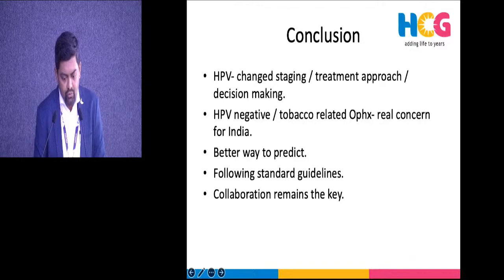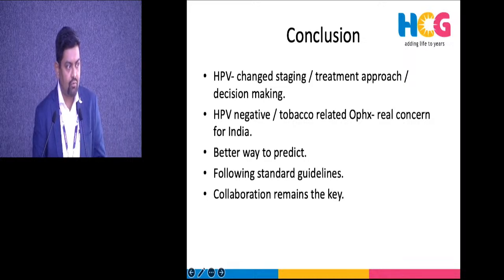So to conclude, HPV has definitely changed our staging, our treatment approach and decision making, but we still struggle with the HPV negative cohort, because we deal predominantly with tobacco related oropharynx, which is a real concern for India. We definitely need a better way to predict them, and till that time it is very important to follow standard guidelines and not iatrogenically add local recurrences. And collaboration remains the key.